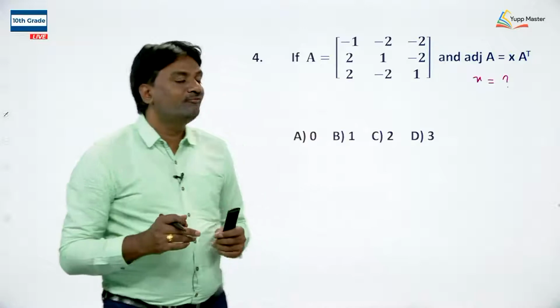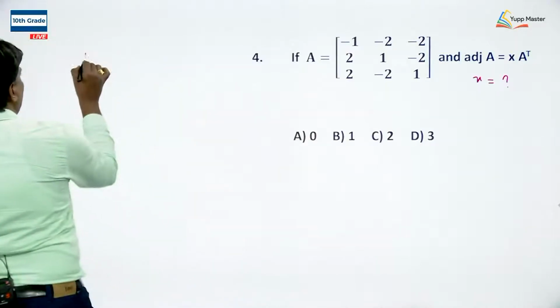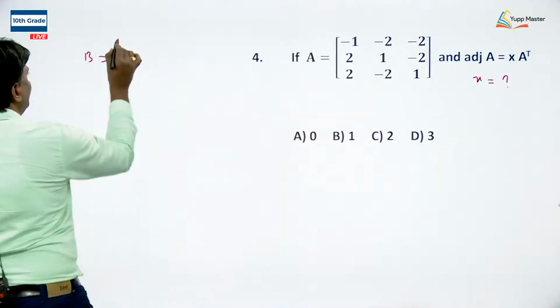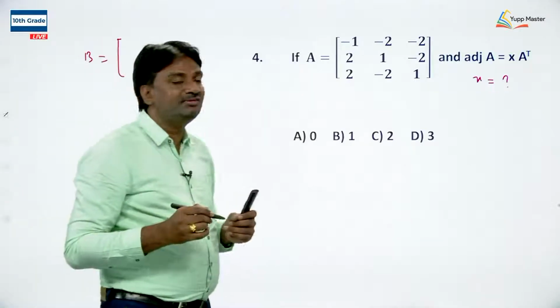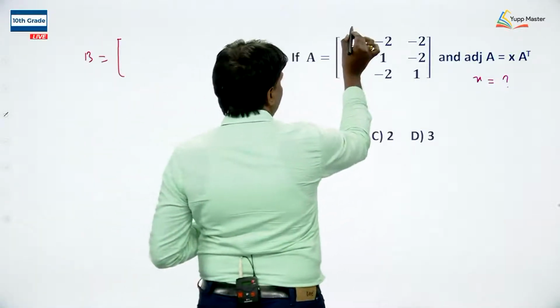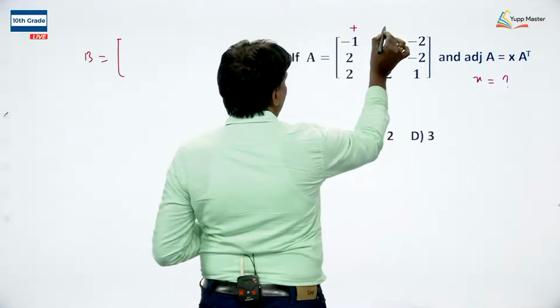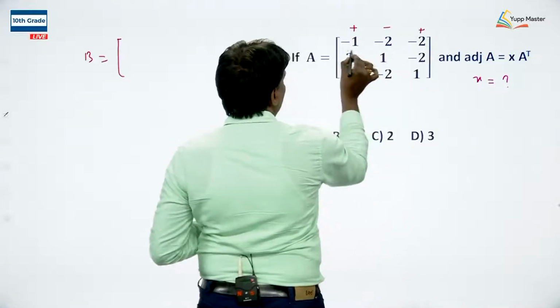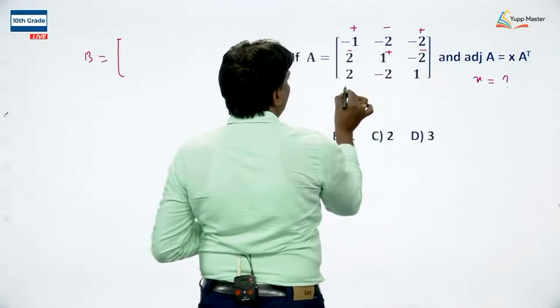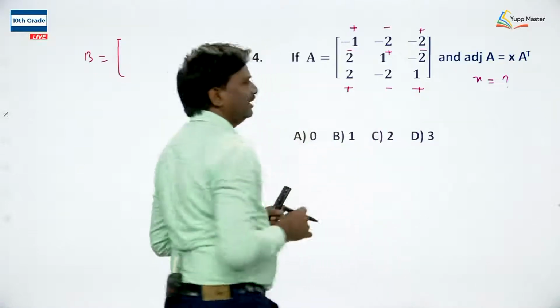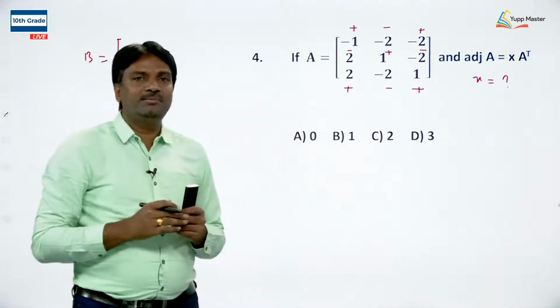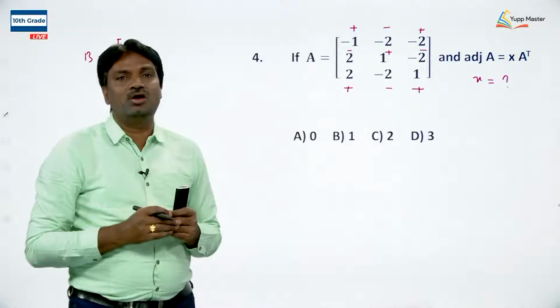So, before finding the adjoint of the matrix A, let us find the cofactor matrix of A. Let us suppose that that is B. Since the matrix A is a 3 cross 3 matrix, let us take the signs plus and minus alternately: plus, minus, plus, minus, plus, minus, plus, minus, plus. So, for a 3 cross 3 matrix, take plus or minus alternately.